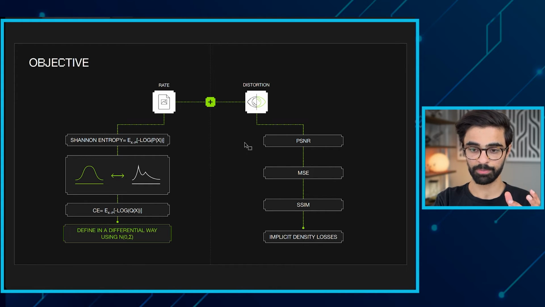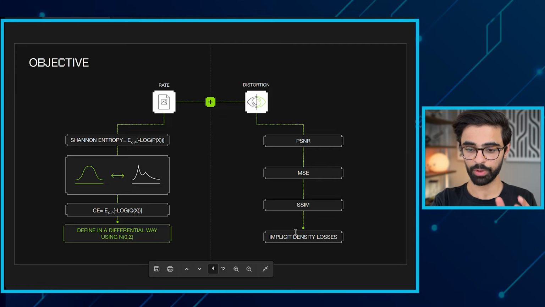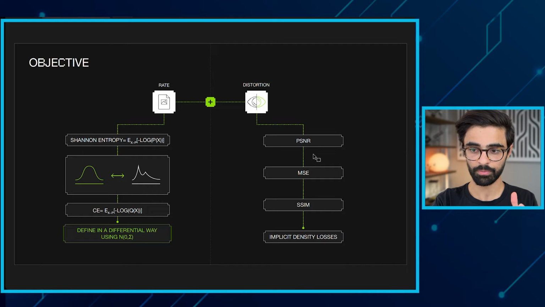On the other hand, we have distortion. Distortion is a bit simpler to grasp. And for distortion, we have PSNR, MSE, SSIM, or implicit density losses. We're all familiar with PSNR and MSE. These are differentiable metrics. Pixel-wise differences, easy to define, easy to differentiate, and easy to use. SSIM is a visual quality-based metric, also differentiable.